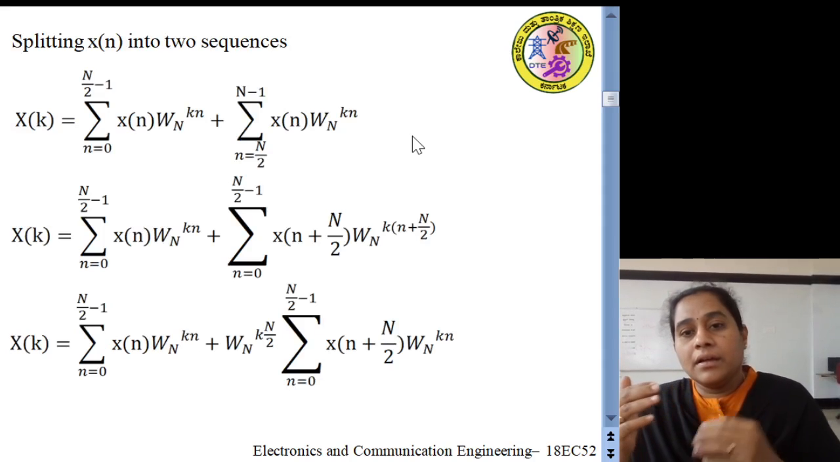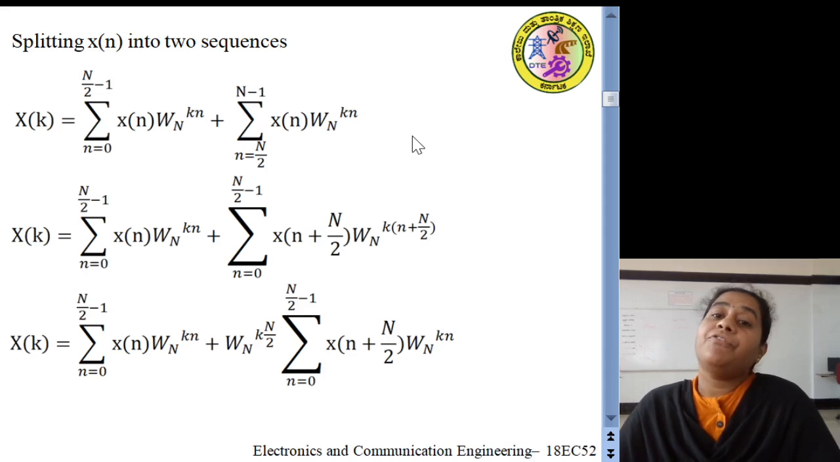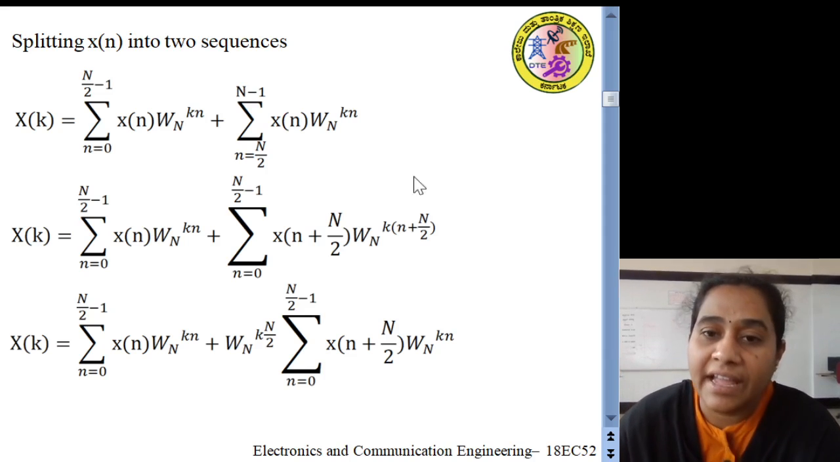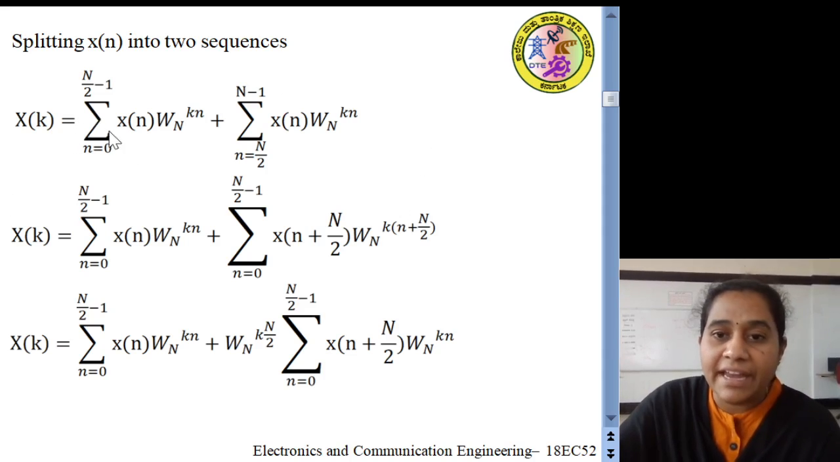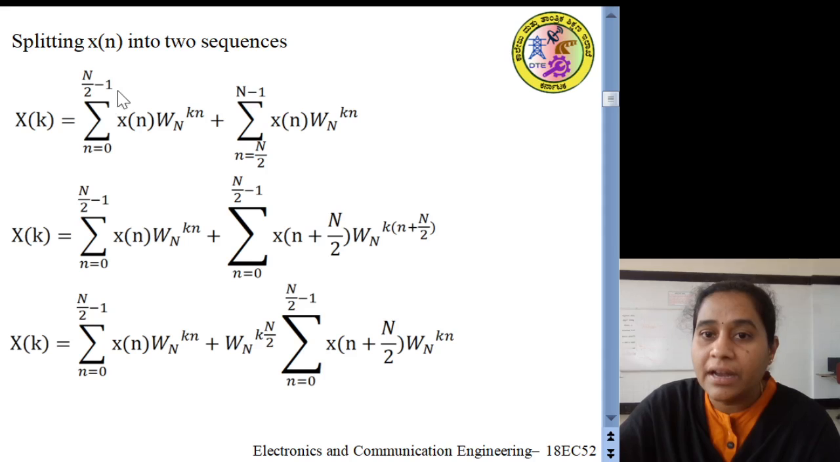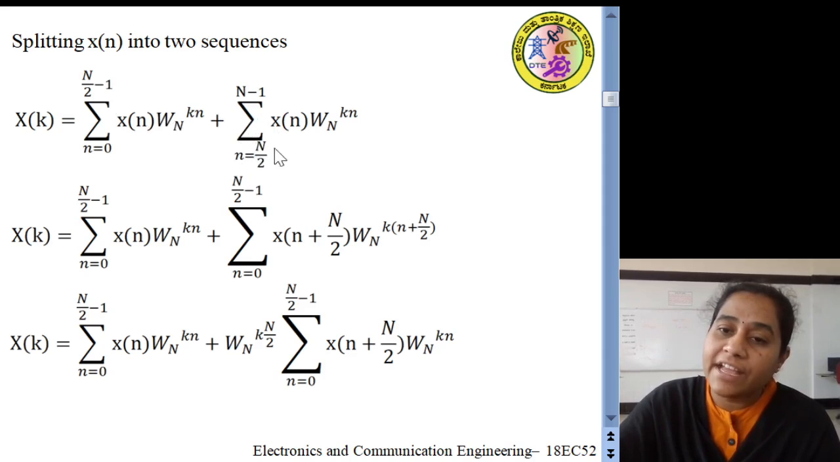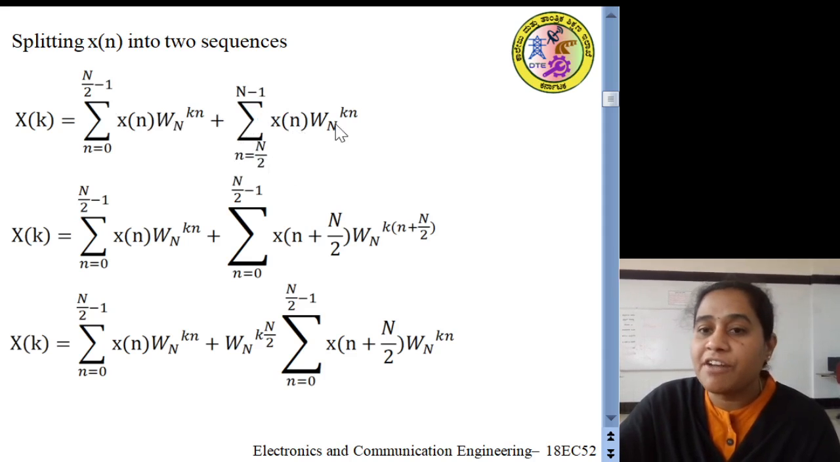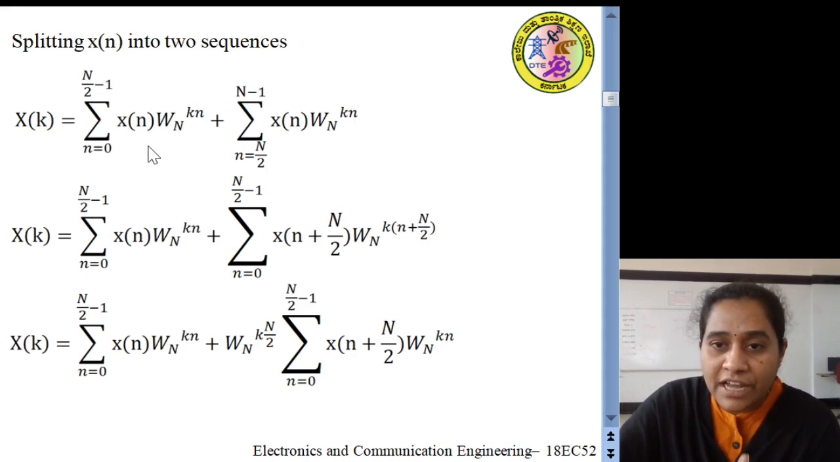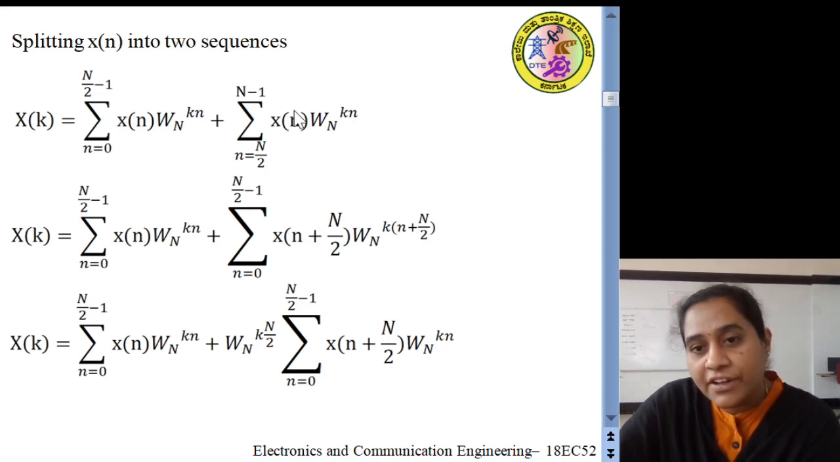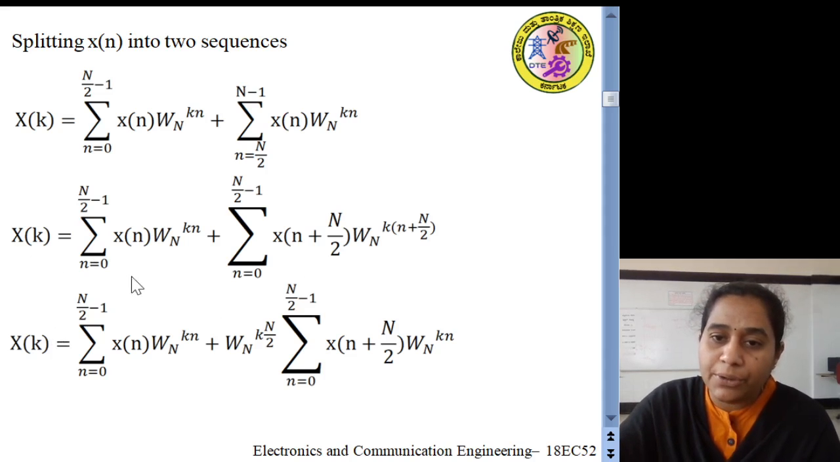Then the DFT of that split sequence is X of k, which is equal to summation n varying from 0 to N by 2 minus 1 x of n into W_N raised to the power kn, plus summation n varying from N by 2 to N minus 1 x of n into W_N raised to the power kn. So this is the DFT of the first half sequence and this is the DFT of the second half sequence, which is equal to summation n varying from 0 to N by 2 minus 1 x of n, as it is, W_N raised to the power kn.